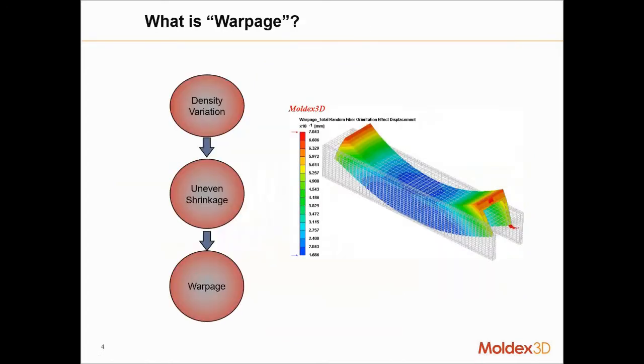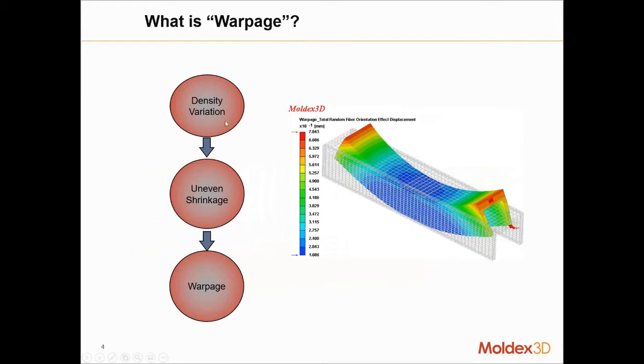All right, so when we're talking about fiber orientation, ultimately we're talking about increasing the strength of the material, but that fiber orientation will ultimately also impact the warpage. So what is warpage ultimately? It is a variation in the density that causes an uneven shrinkage in the part, and that uneven shrinkage is where the warpage definition is derived from.